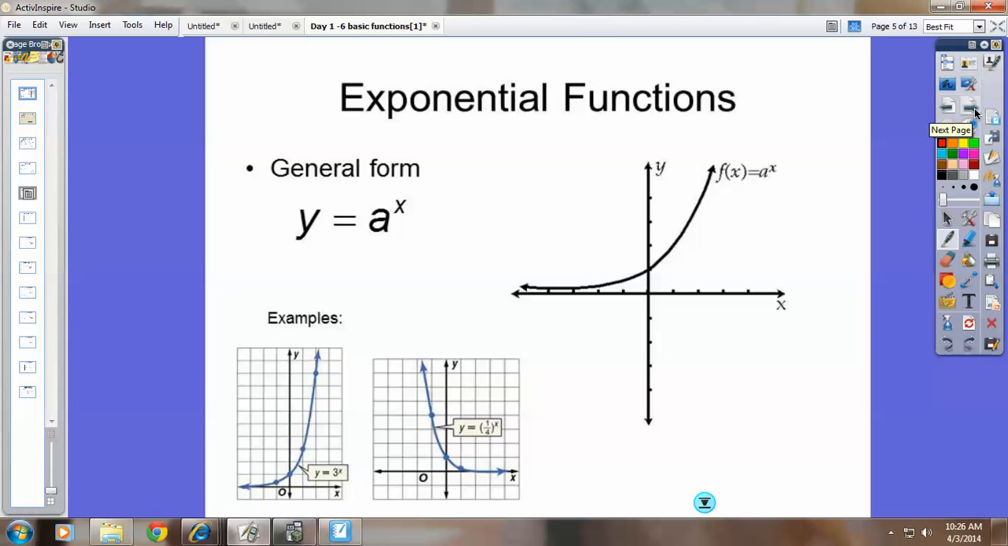The next type of function is called an exponential function. For these, you've heard the word. If you are given a graph, you might know what an exponential graph looks like. We'll talk more about these. Exponential functions to me look like an L or a J.